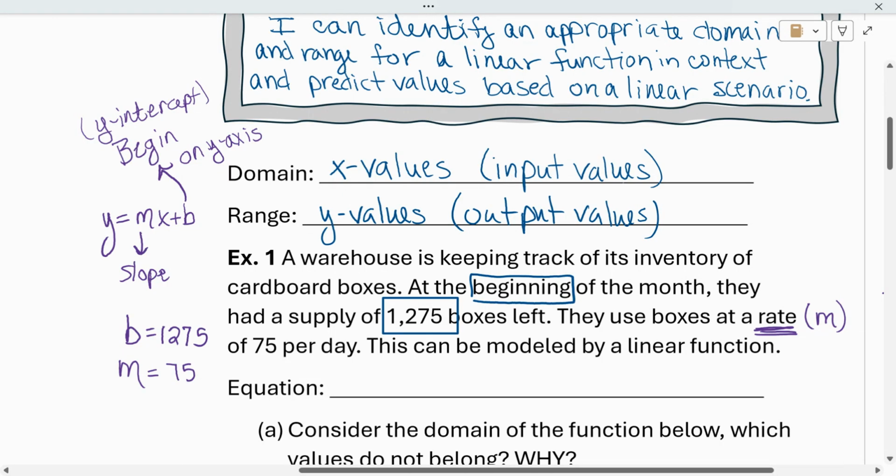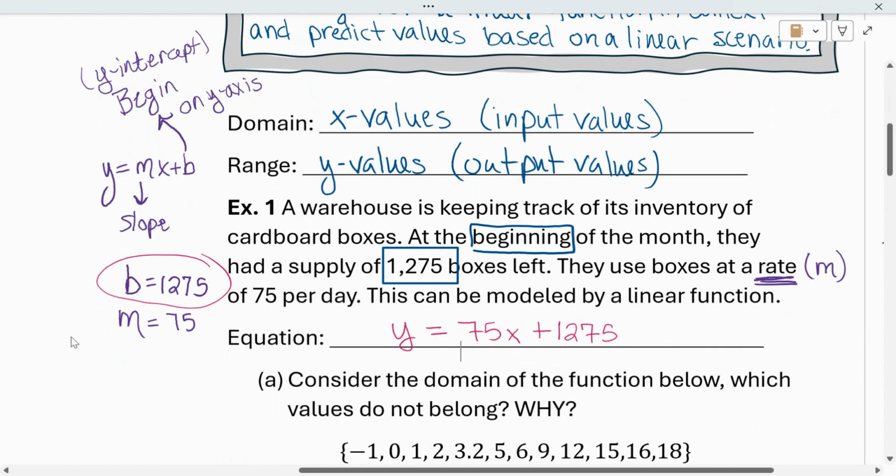So Daniel, what is an equation in the form y equals mx plus b of this word problem? Ken, help him out. Y equals 75 days plus something. Just say the numbers. Plus what? What is b? 1,275. Okay. So y equals 75x plus 1,275.